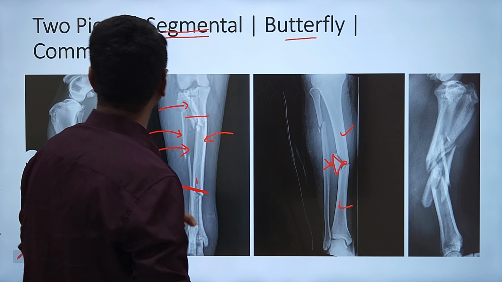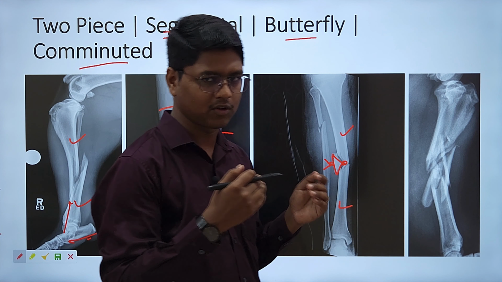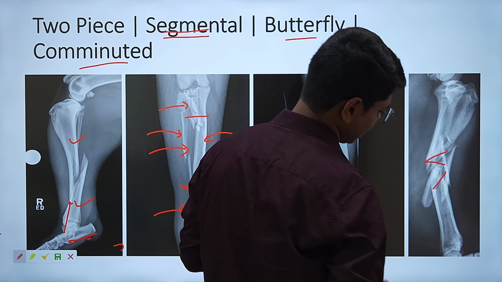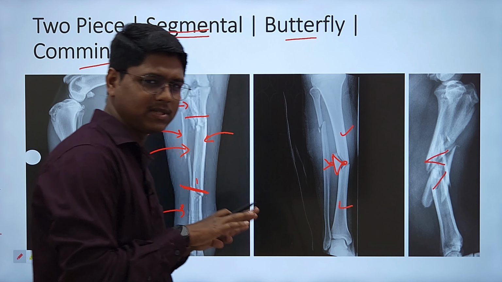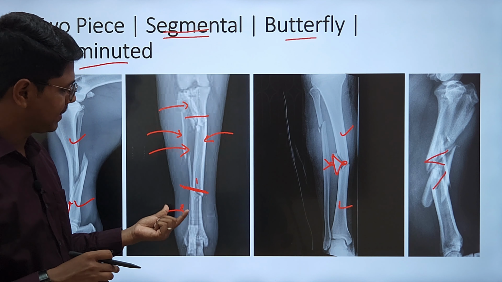So next is the comminuted fracture. Comminuted is when the fracture lines interconnect with each other. Here is one fracture line, another fracture line, and they are interconnecting. Multiple fragmentation is basically known as comminuted fracture. It is different from the segmental fracture.